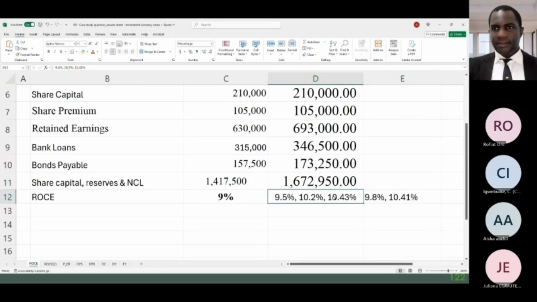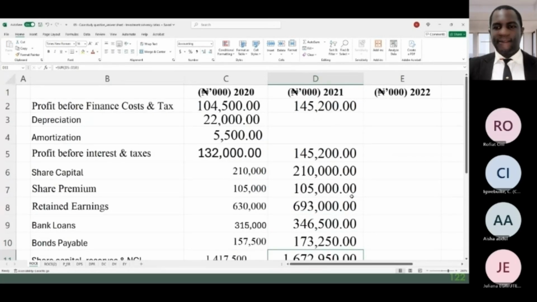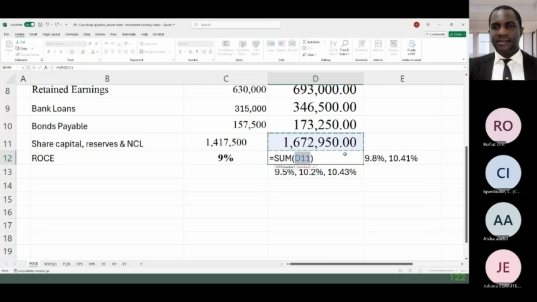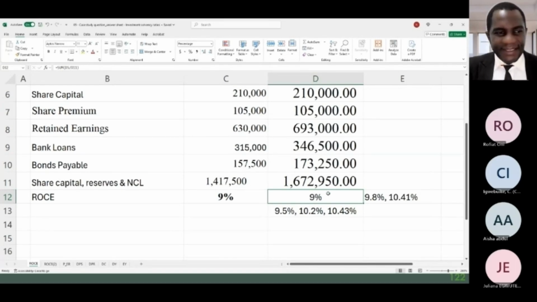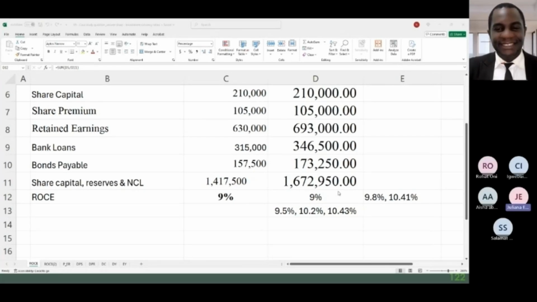Okay, so let me pick all these ones we calculated so that we can see who is correct. All right, so we go for our ratio right now for 2021. 145,200 divided by our denominator. So we have it as 9%. So who got 9%? I have three options: 9.5, 10.2, 10.4. Who got 9%? I got 9.64. Okay, 9.64 is close. Who got close to 9%? 9.5. Okay, it's close too.